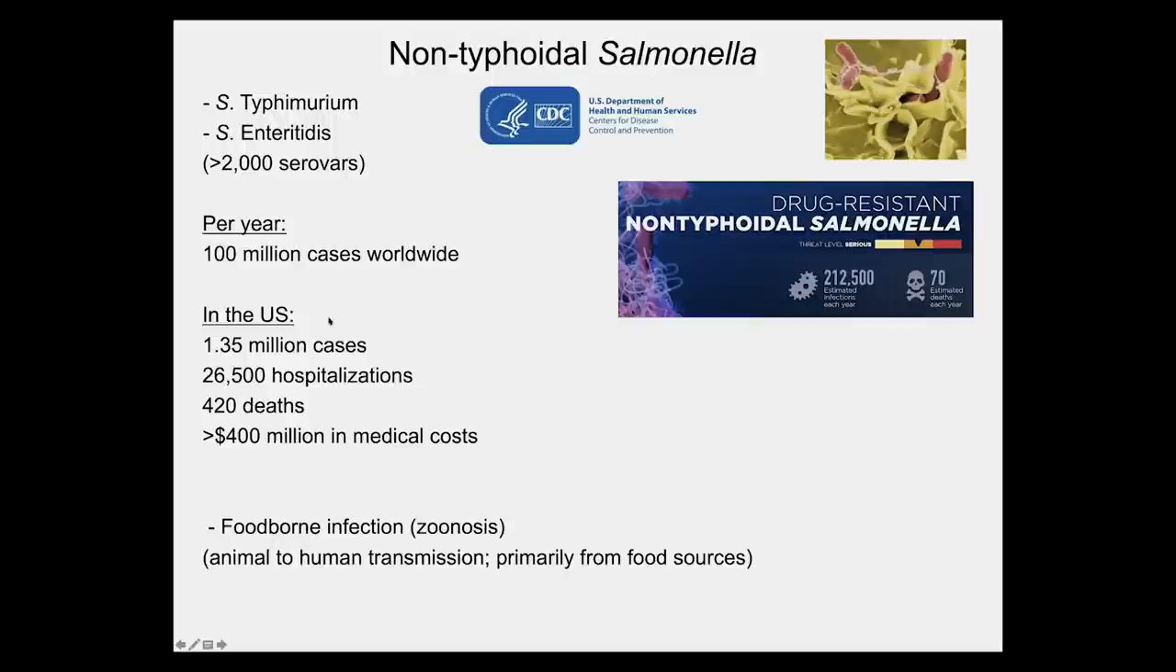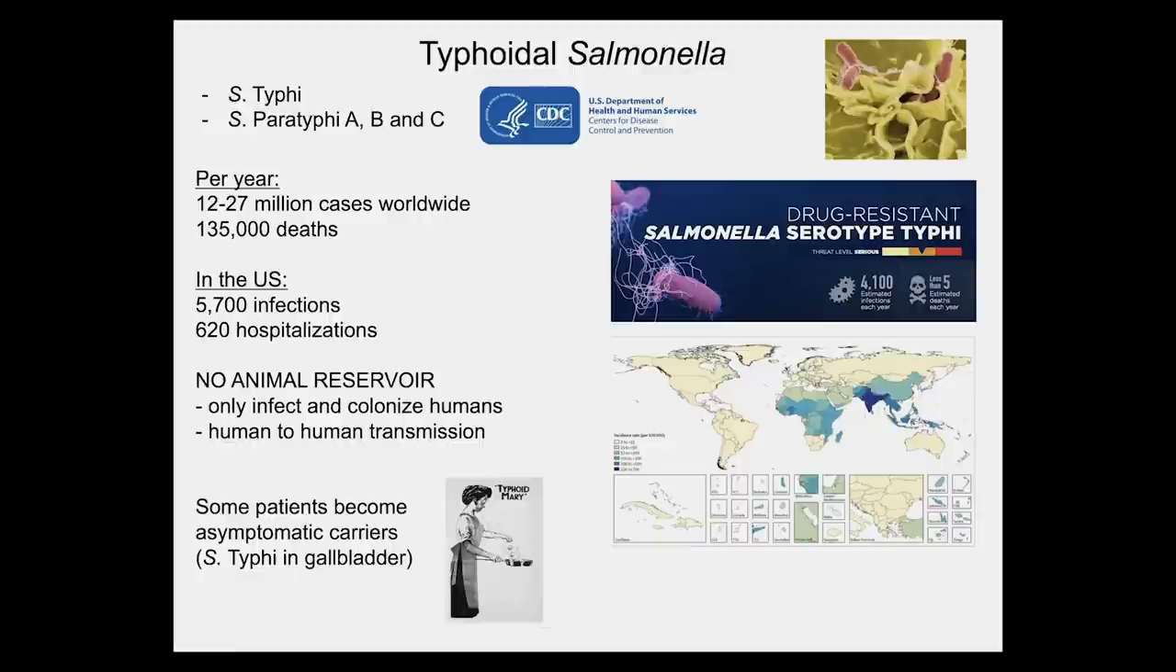And in the US, we have about 1.35 million cases, 26,000 hospitalizations, 420 deaths, and at least 400 million in medical cost. So this infection is a zoonosis, which means it can be transmitted from animals to humans, and is a foodborne infection. In fact, it's primarily transmitted from food sources, although it can also be transmitted, for example, by pet animals.